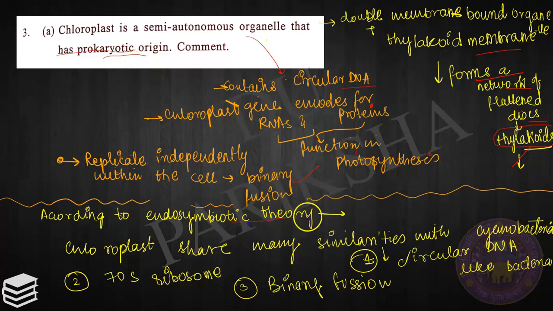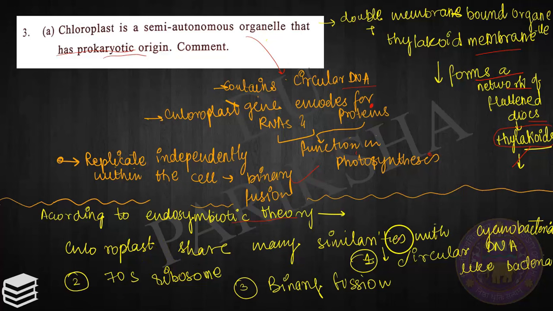According to endosymbiotic theory, chloroplasts are believed to have evolved from photosynthetic bacteria, cyanobacteria, that were engulfed by eukaryotic cells and formed a symbiotic relationship and evolved into chloroplasts. Why are they said to have prokaryotic origin?